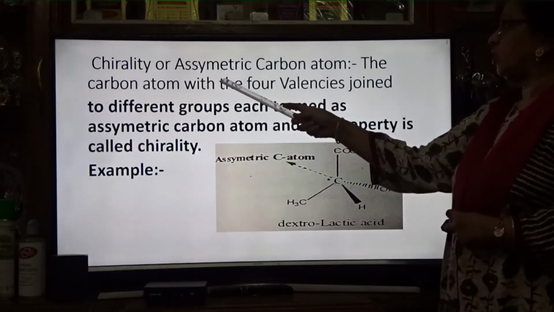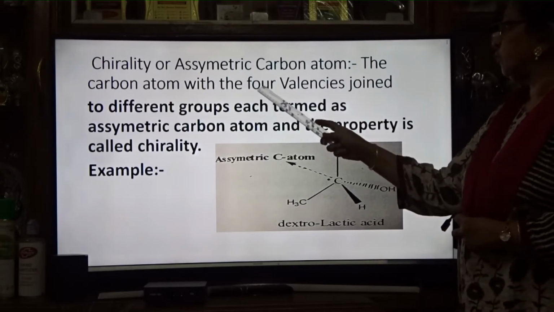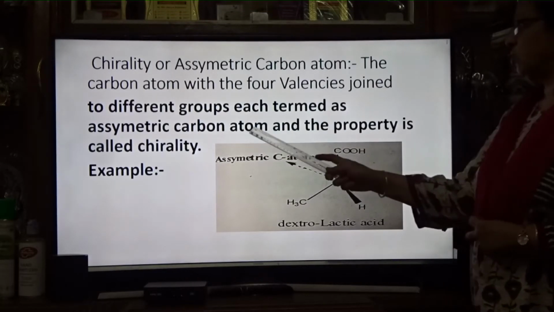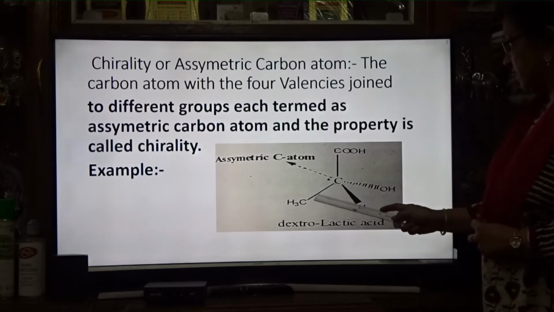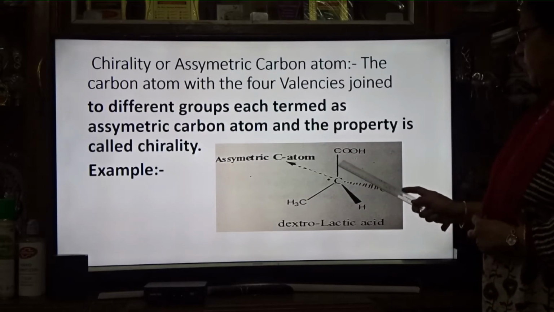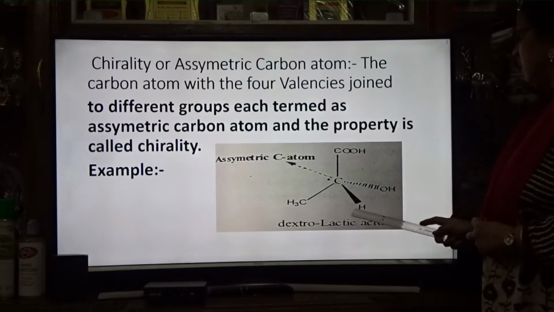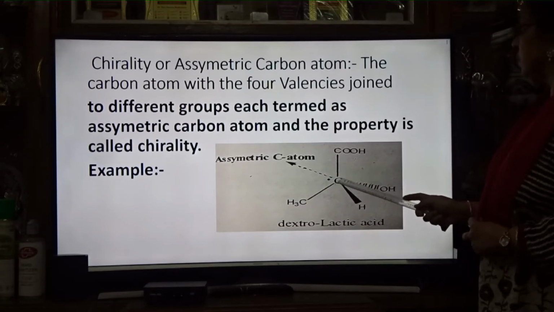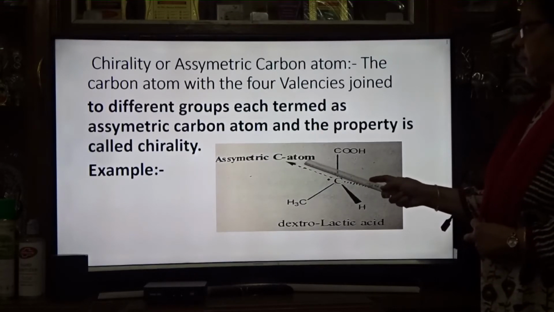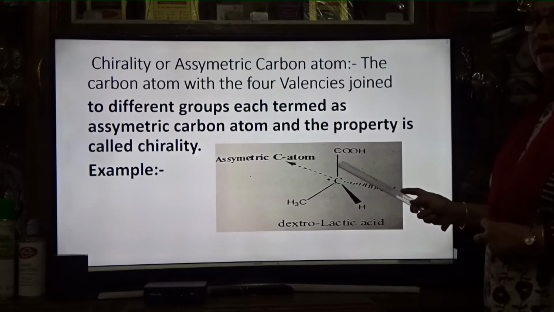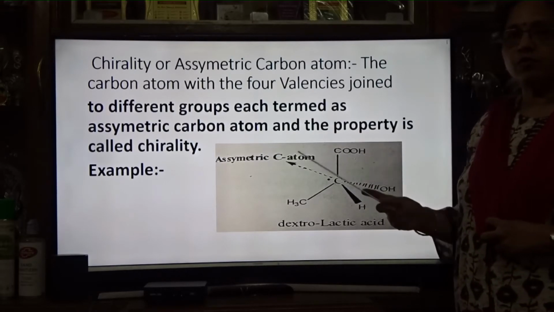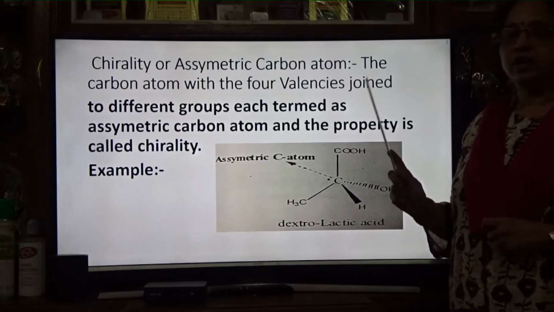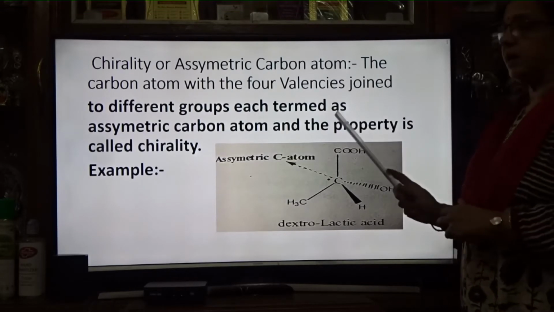Now what is chirality or asymmetric carbon atom? The carbon atom with the four valencies joined to different groups is termed an asymmetric carbon atom, and the property is called chirality. So this carbon has four valencies bonded to different groups. One is COOH, another is CH3, another is H, and another is OH. So these four groups are different, and so this carbon is known as an asymmetric carbon atom, and the property is known as chirality. If the carbon is surrounded by four different groups, that property is known as chirality, and that carbon is known as an asymmetric carbon atom.